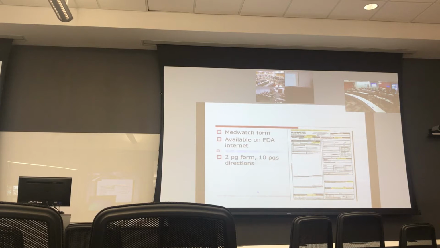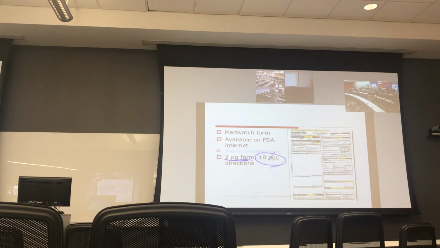Now, true to form, just to bash on the federal government a little bit more, it's a 2-page form. It's all available on the internet now. It has 10 pages of directions. Okay, so it's kind of like the tax forms you might be looking at, getting ready for the April 15th filing on that. But it's not that difficult. Again, with an online form, you can pretty much go through and fill things in as you go. So it's not that difficult.